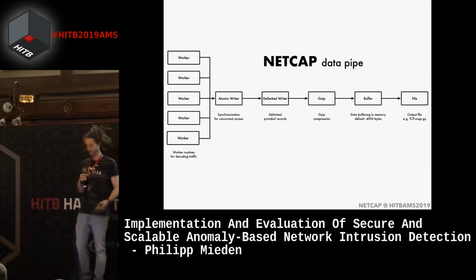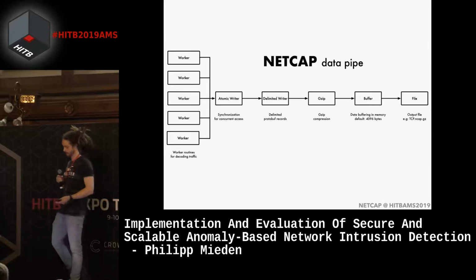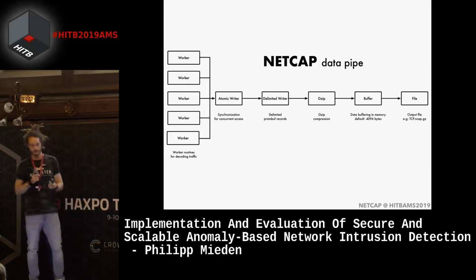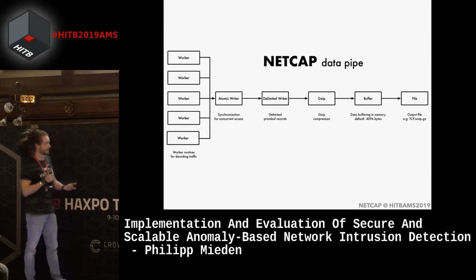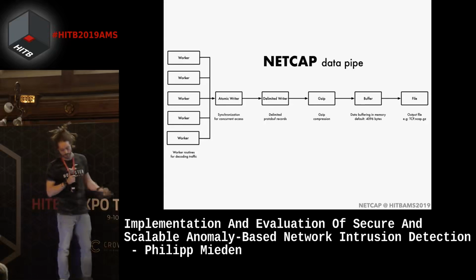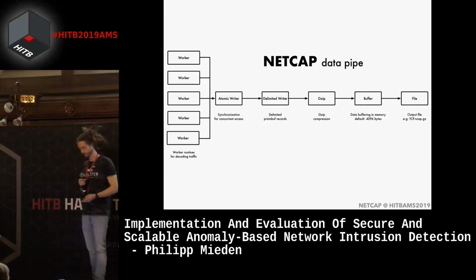For Netcap, I call it the data pipe here, because once you have a decoded protocol, it's being passed into the data pipe. And this is basically a thread-safe mechanism for writing those to disk, and you can write into it from several threads. It's synchronized, and then the audit record will be serialized, delimited, compressed, buffered, and finally written to disk.